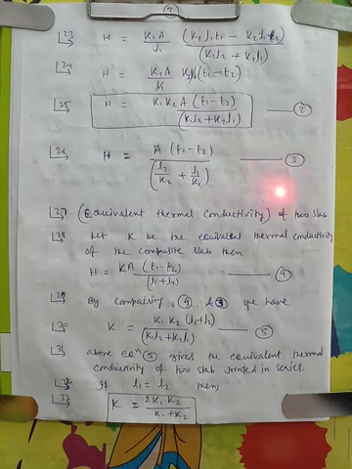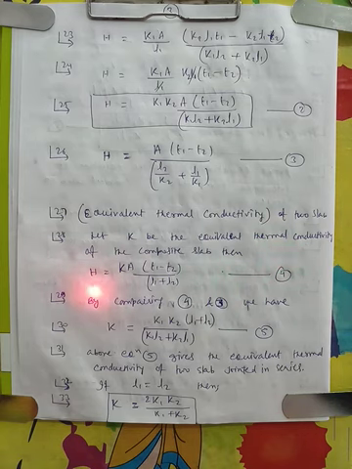Say this is equation 3. We will use this equation afterward. So both equations are equivalent. So let us find out the equivalent thermal conductivity of both slabs. Let K be the equivalent thermal conductivity of the combined slab.